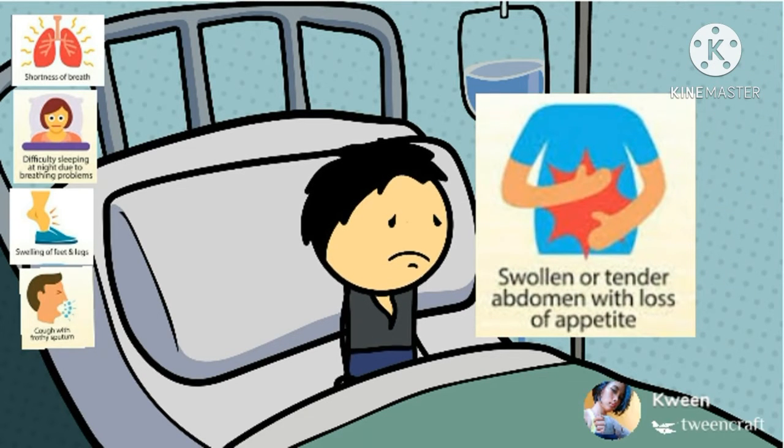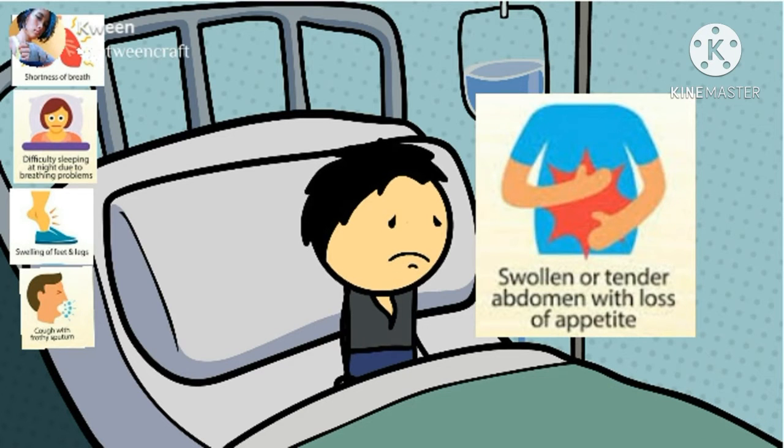Swollen or tender abdomen with loss of appetite is also common to patients with congestive heart failure because the blood from the right atrium of the heart will backflow into the vena cava and into the venous circulation, and it will accumulate in other parts of the body and other organs such as the extremities, the liver, the spleen, and the peritoneum, which causes enlargement of the abdomen due to fluid accumulation, or ascites.